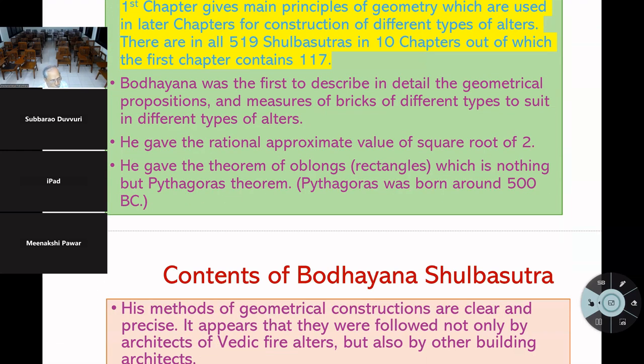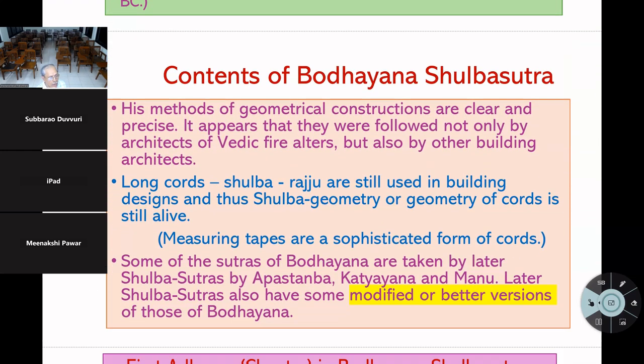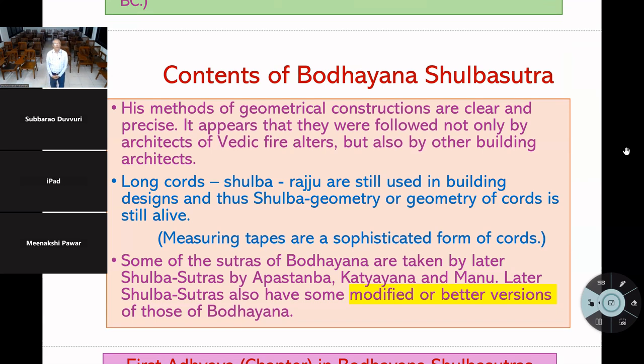So what are the contents? Let us see those. The methods of geometrical construction given by Bodhayana are very clear and precise. They are workable, meaning you can follow those geometrical constructions. They are not very complicated, because in those times measurement was also difficult. So he gives such rules which can be worked out by somebody who is not a real mathematician. But these rules were used by architects also who were doing constructions of buildings.